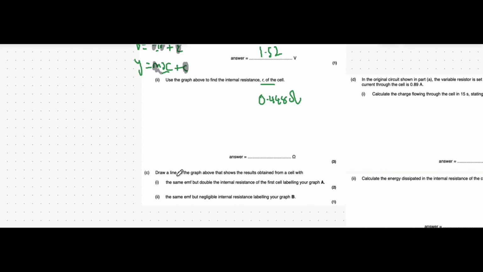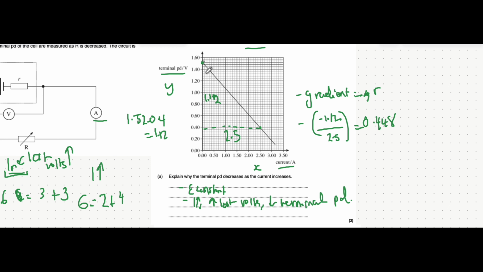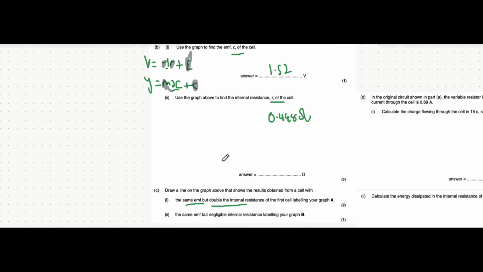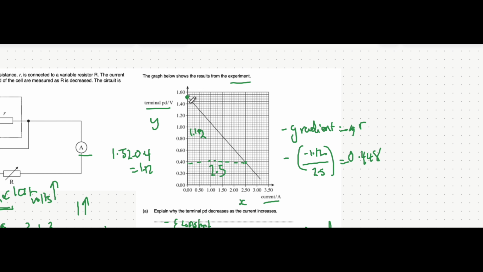Moving on, it asks us to draw a line on the graph to show a cell with the same EMF but double the internal resistance. So the same EMF means that it crosses the y-axis at the same point, but double the internal resistance. Well, we know the gradient essentially gives us the internal resistance. So doubling the internal resistance means doubling the gradient. So it'll just be a line that's twice as sharp. So instead of crossing 0.4 volts at 2.5, it'll cross at 1.25. If that helps you draw that one. Something like that.